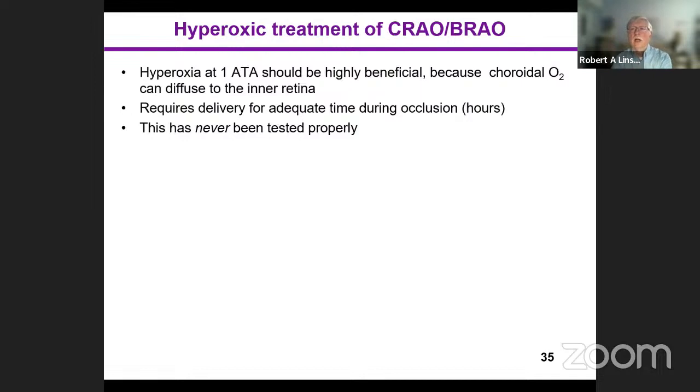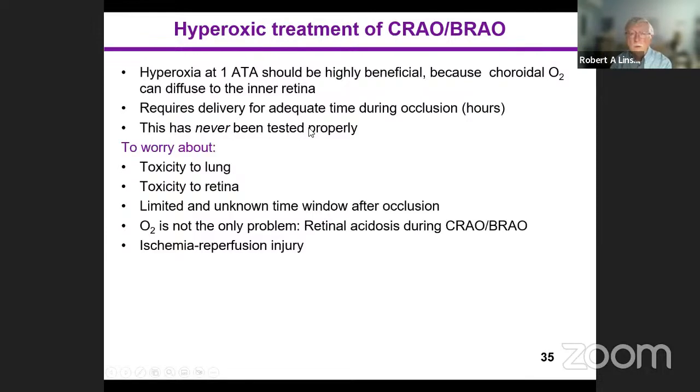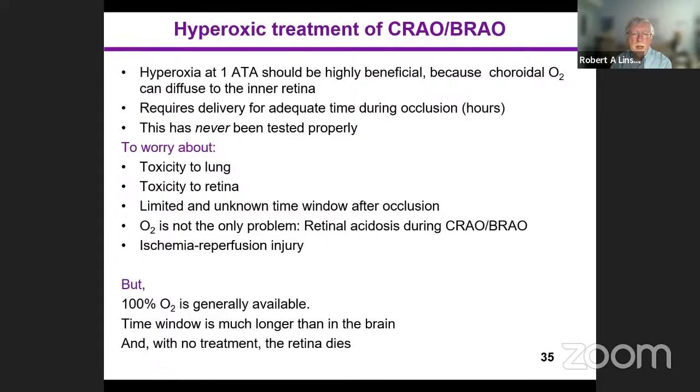So we think that oxygen at 1 atmosphere should be beneficial, but it requires delivery of oxygen for an extended time period. And that has never been tested properly in the clinic. There are things to worry about, but it would be better than nothing. 100% oxygen is generally available. The time window that you have after the occlusion is much longer than what you would have in the brain. And with no treatment, your retina will not survive at all.